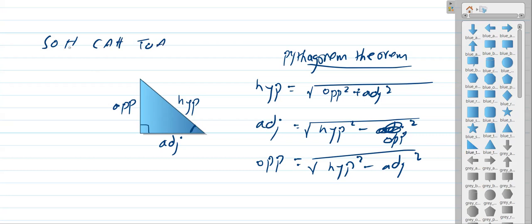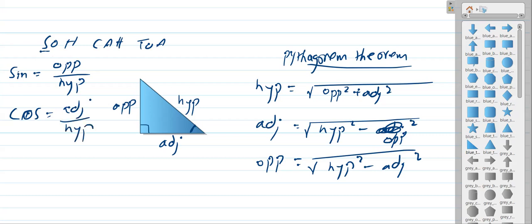Then it is SOH CAH TOA. SOH is for sine. Sine is always equal to opposite over hypotenuse. And cosine is equal to adjacent over hypotenuse. And TOA is equal to tangent. It is equal to the opposite over adjacent. So sine, cosine, and tangent, these are in right angle triangle. You don't need to think about anything other than these.